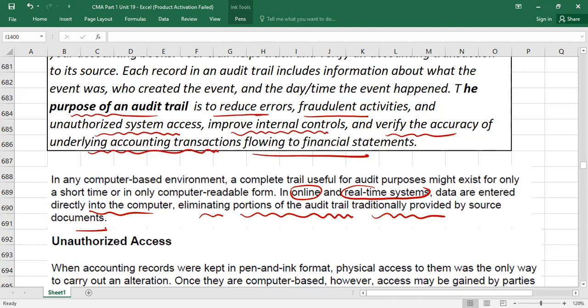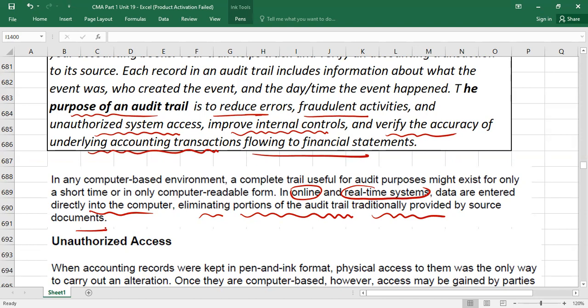For example, if you're booking an online ticket, maybe you are not providing a copy of the passport, right or wrong. It means there is no source document. That is why in an online system, the audit trail is automatically eliminated, right? So this is the risk. It is hard to track the transactions also. That is why it's called a risk to data. So this is the first risk.